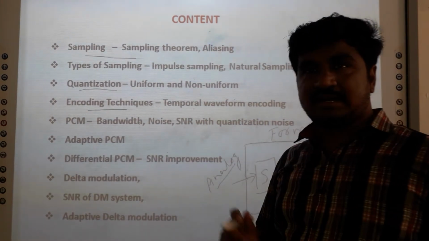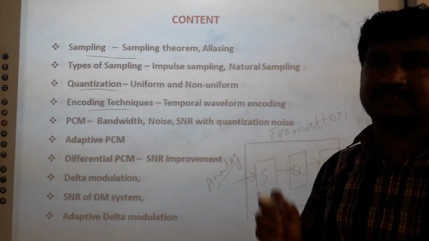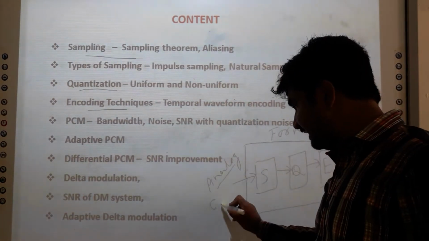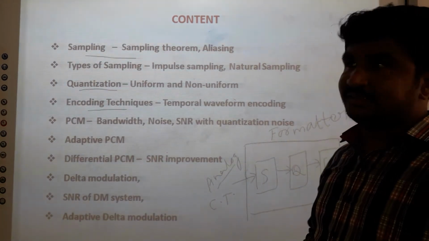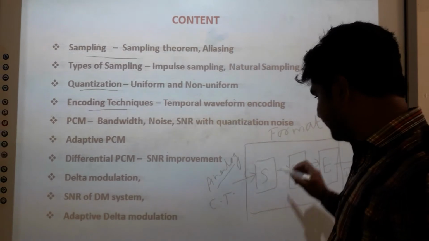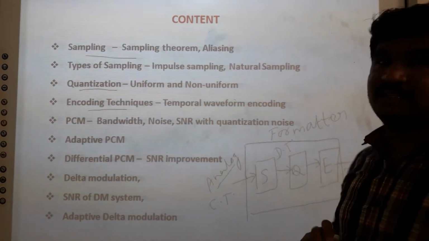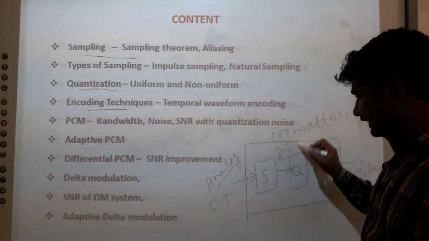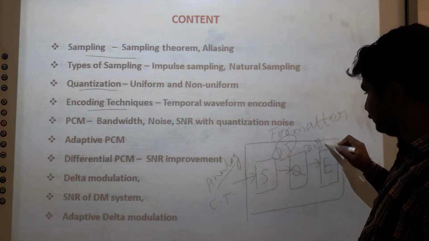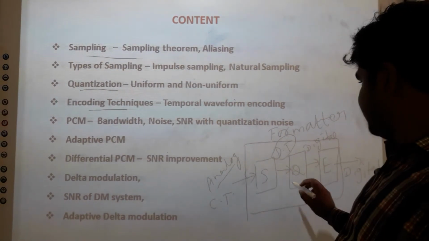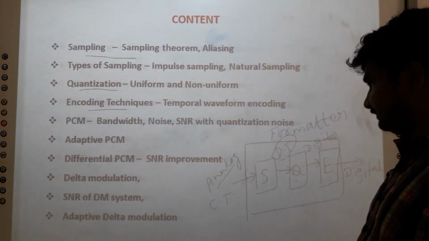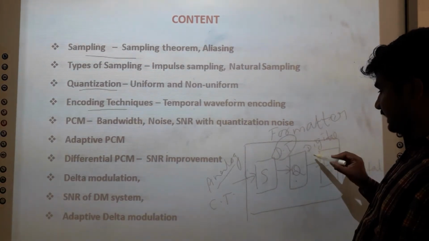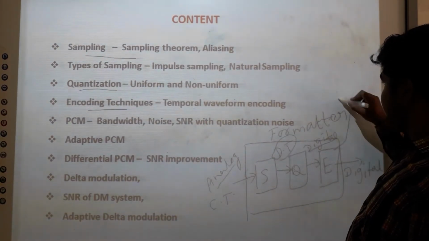Generally we know an analog signal is continuous in both time as well as in amplitude. We can simply call it a continuous time signal. It will be converted into a discrete time signal with the help of the sampling process. Then this discrete time signal is converted into a digital signal with the help of quantization. Then encoding comes into the picture. Encoding converts the digital signal into binary information.